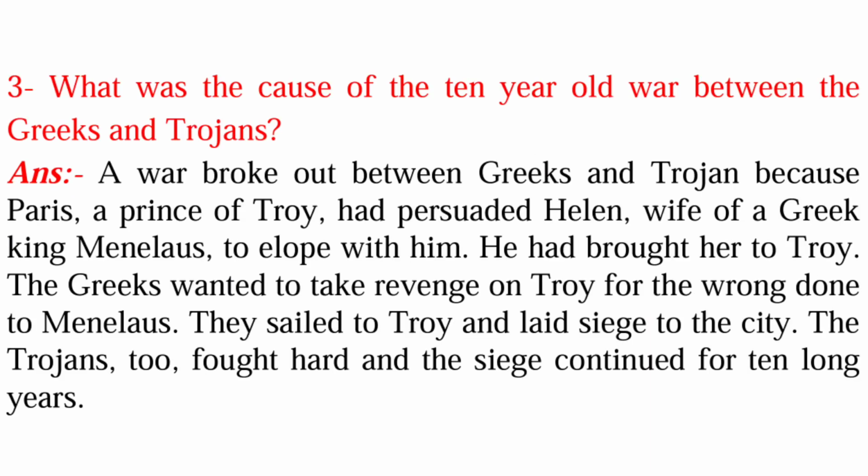Third question is, what was the cause of the 10-year-old war between the Greeks and Trojans? So answer is, a war broke out between Greeks and Trojans because Paris, a prince of Troy, had persuaded Helen, wife of Greek king Menelaus, to elope with him. He had brought her to Troy. The Greeks wanted to take revenge on Troy for the wrong done to Menelaus. They sailed to Troy and laid siege to the city. The Trojans too fought hard, and the siege continued for 10 long years.